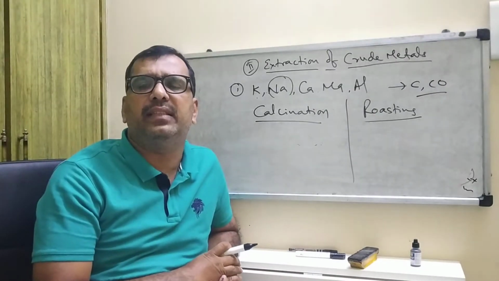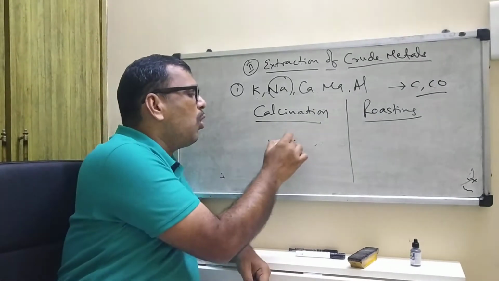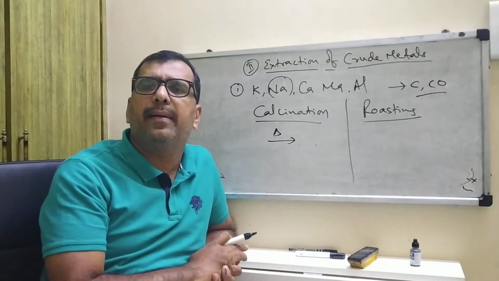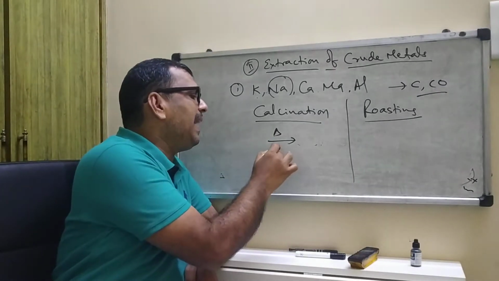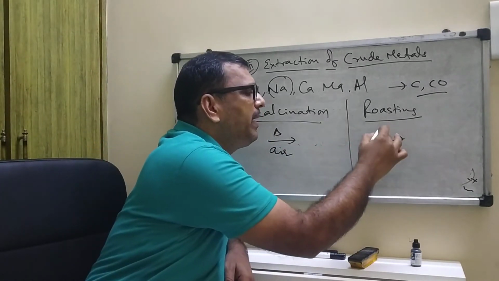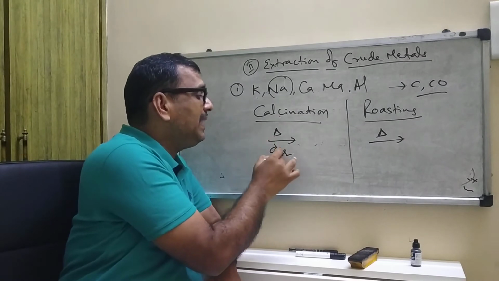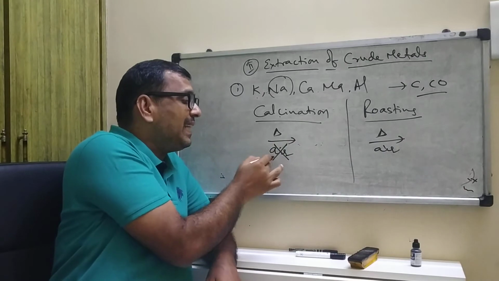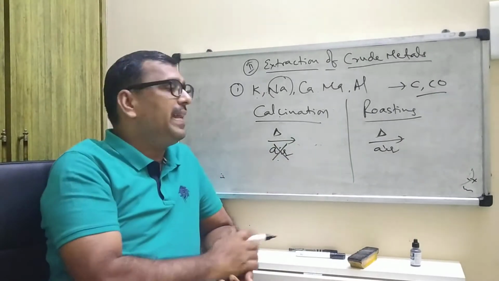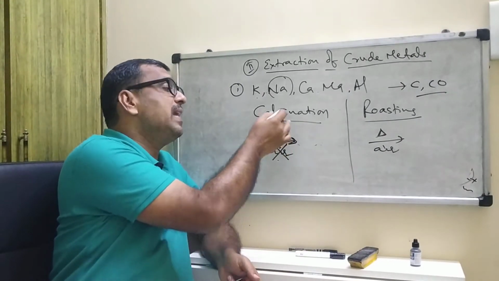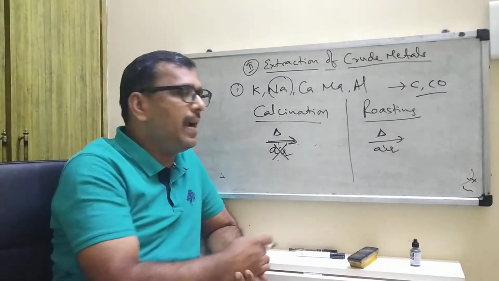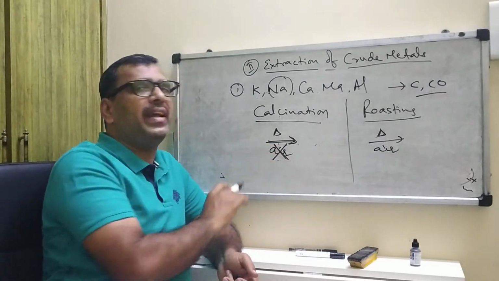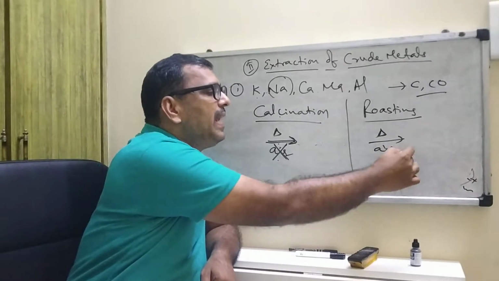What is calcination? Calcination means the ore is subjected to heating in the absence of air. Roasting: the ore is subjected to heating in the presence of air. Both are heating, but calcination is in the absence of air and roasting is in the presence of air.